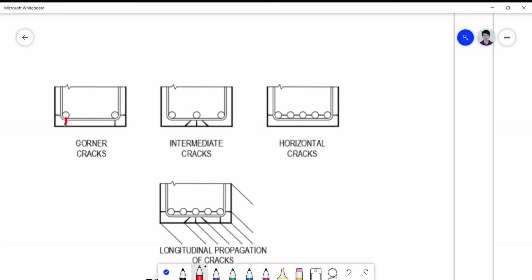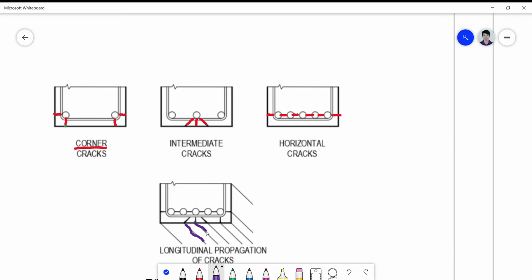So eventually you can see some cracks like this. You call these corner cracks, obviously because they are the corners. You call these intermediate cracks because they are the intermediate bars. And you call these horizontal splitting cracks because they tend to split your beam horizontally into two components. Okay, and of course the problem here when there are splitting cracks, it can propagate longitudinally like this.